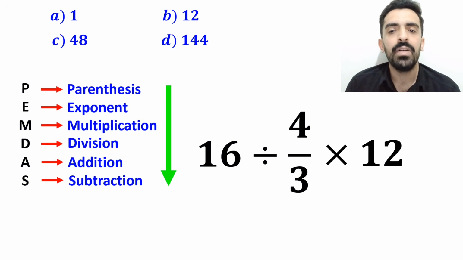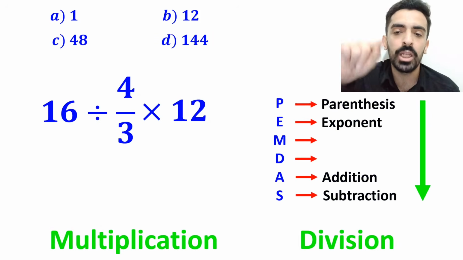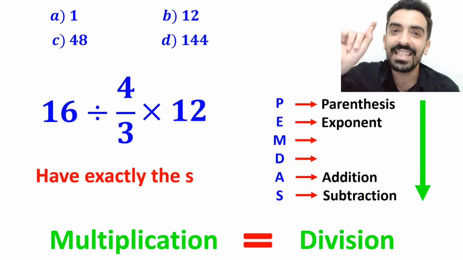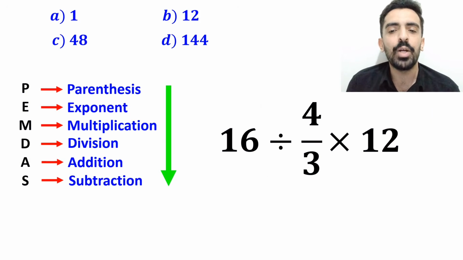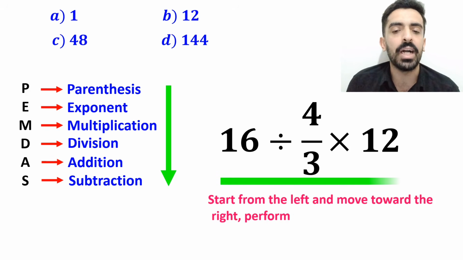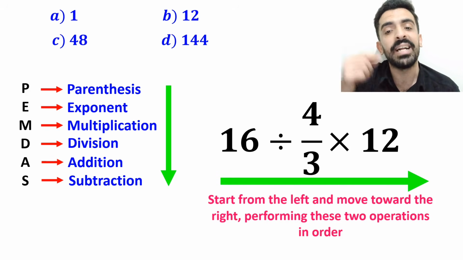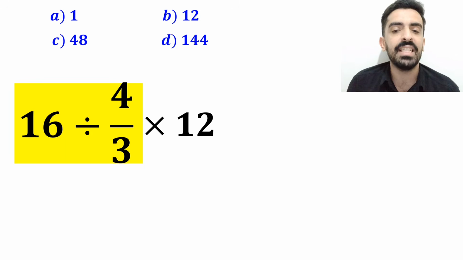In the next step, we need to move on to the division and multiplication. However, it's really important to understand that multiplication and division have exactly the same level of priority in the PDMAS rule. In this situation, the best approach is to start from the left and move toward the right, performing these two operations in order. So, we start with the expression 16 divided by 4 over 3.